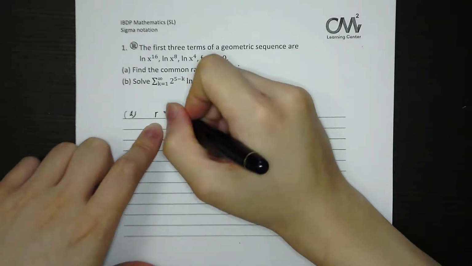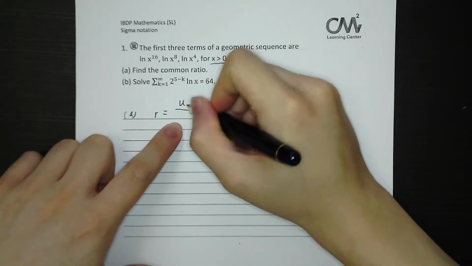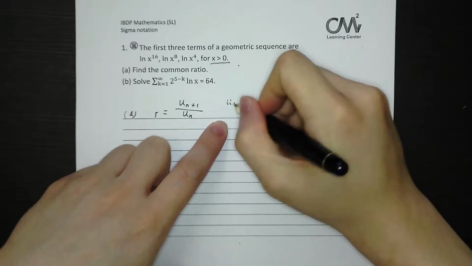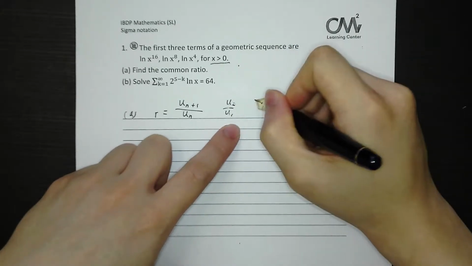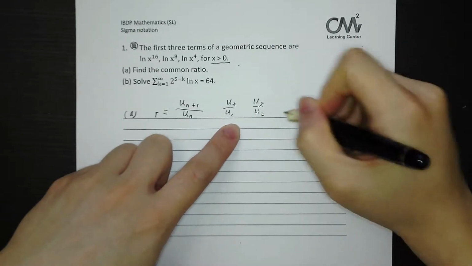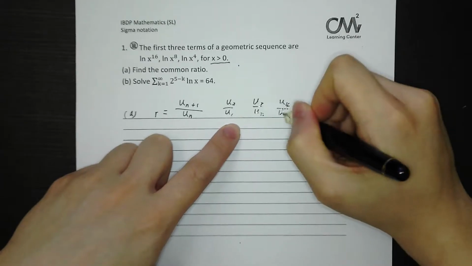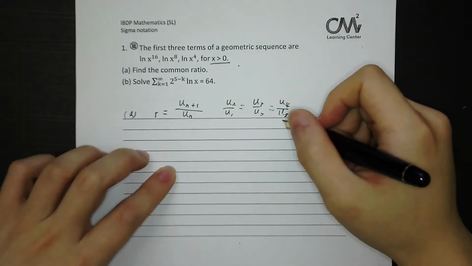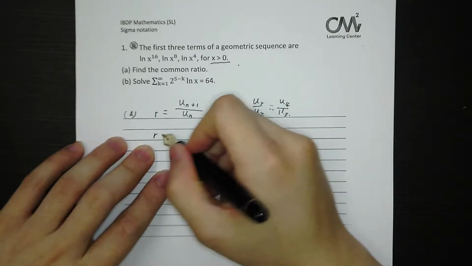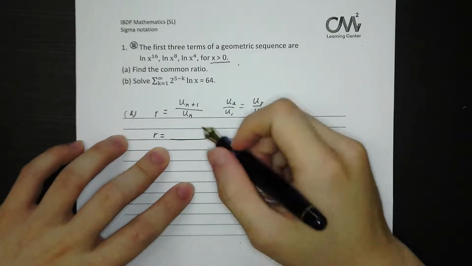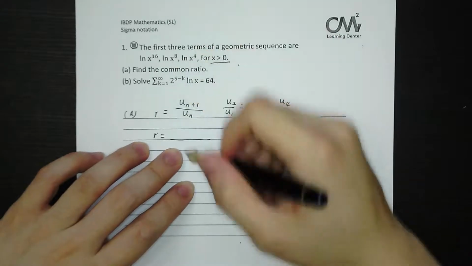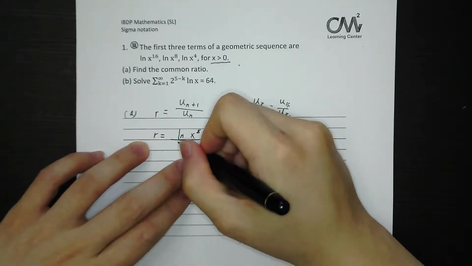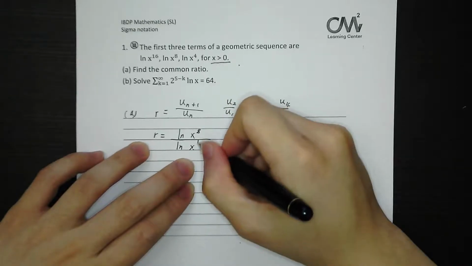So the formula for finding the common ratio is u(n+1) divided by u(n). Let's say u2 divided by u1, or u3 divided by u2, or u4 divided by u3. They must be equal for a geometric sequence. So now we can use the formula to find the common ratio. Let's say second term divided by first term: natural log x power 8 divided by natural log x power 16.